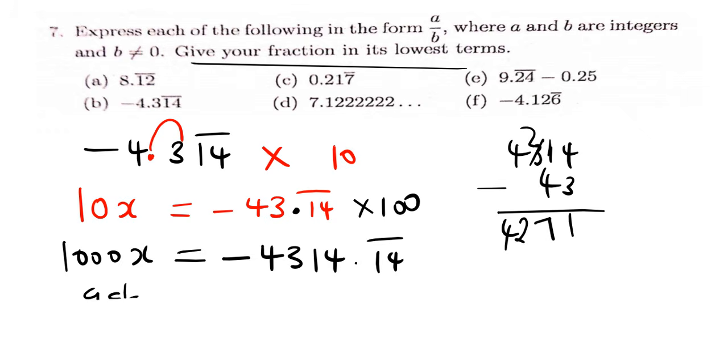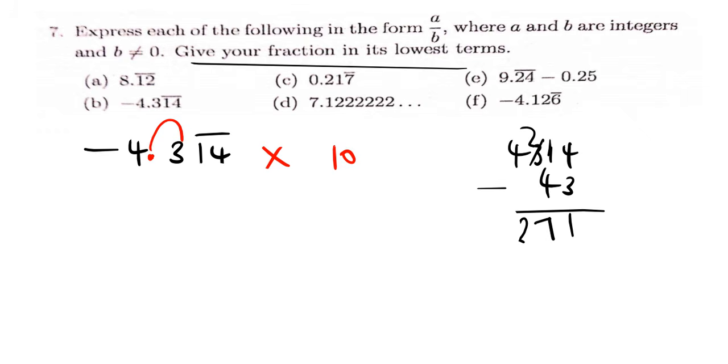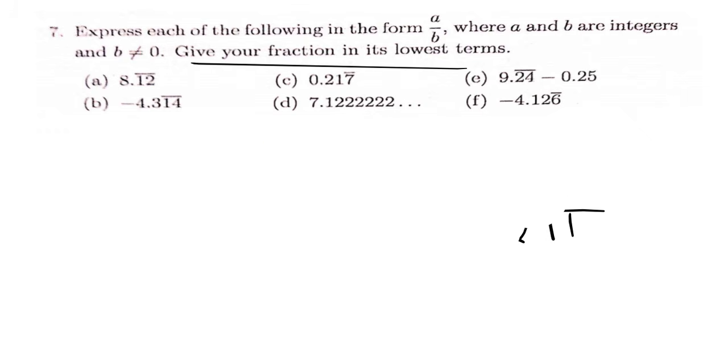Then let's say another one is which one? We're trying to look for something that is a bit strange. Okay, we're going to go for 7.1222 repeating. I'm not going to write all those twos, I'm just going to put a repeating bar there. Okay, so this we can say x. Let's say x equals that.